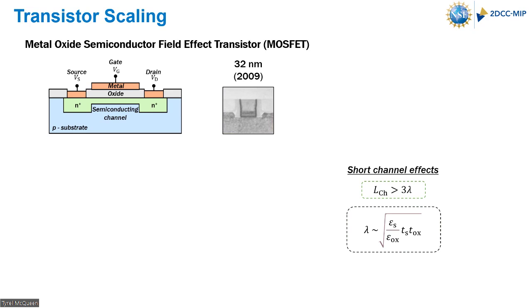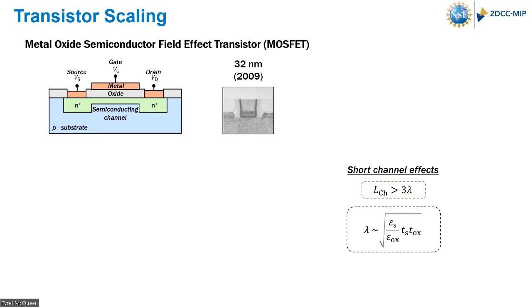So this lambda is proportional to properties of both the semiconductor channel, which is T sub s and epsilon sub s, the dielectric constant and thickness of the semiconductor, and the dielectric constant and thickness of the oxide, right? So you can see here, if you want to reduce the effect of these electrostatic problems, you need to reduce the thickness of the oxide, reduce these thicknesses. You want to increase the dielectric constant of the oxide and reduce the dielectric constant of the semiconductor, right?